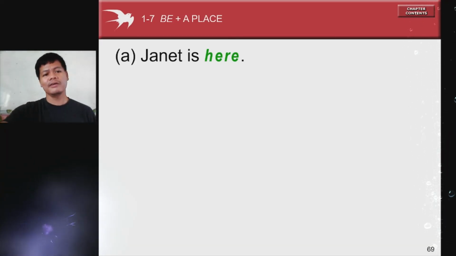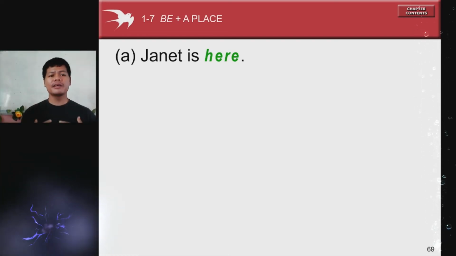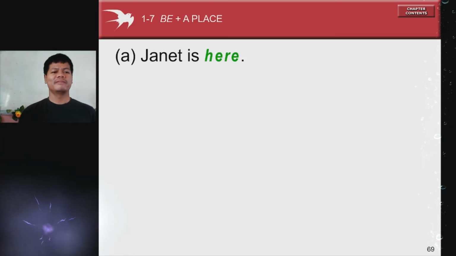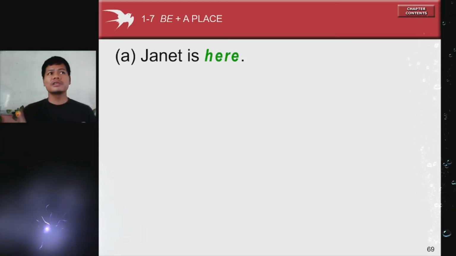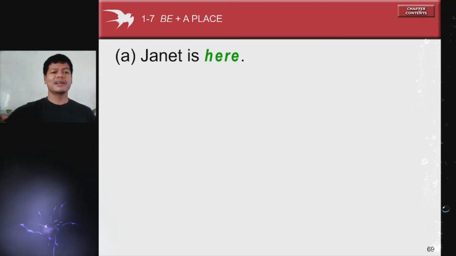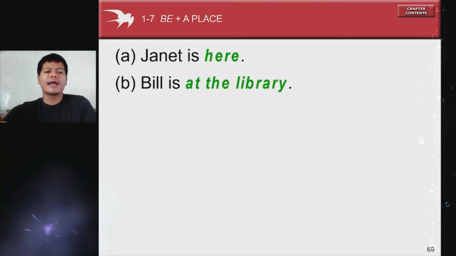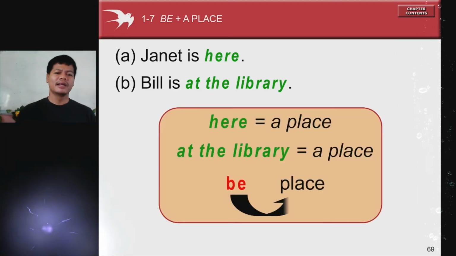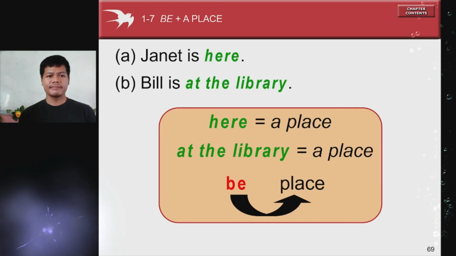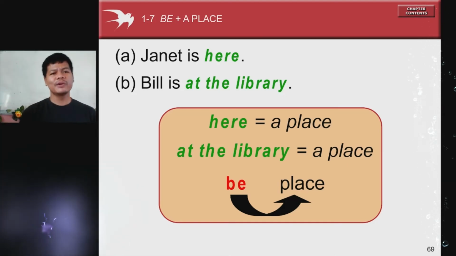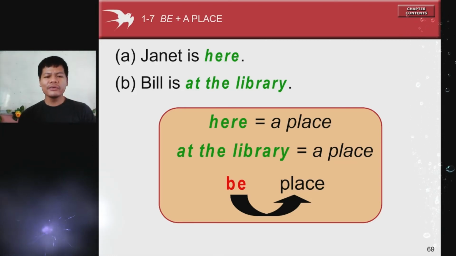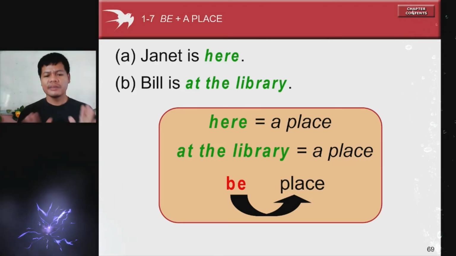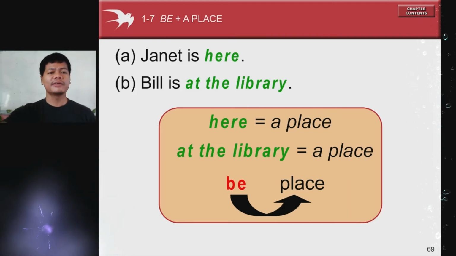Do you know home? Home is a building that makes you happy. You can call it home. Okay. Janet is here. Bill is at the library. Library, do you know? You can read books at the library. Okay. Here equals objects. At the library, equals objects. Be plus place. Okay, do you know objects? Police station, hospital, school, or other places. Do you know places? Okay, can you understand?